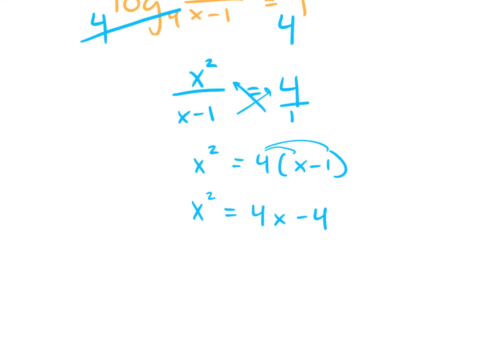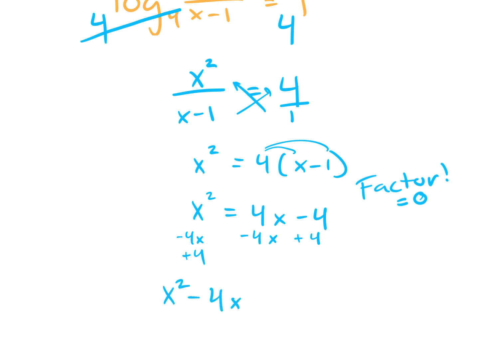If we have an x squared and an x, how should we solve? What are we going to have to do? Factor. But if I factor, what does it have to be equal to? 0. So we got to move all of our terms to one side. I like to factor when my x squared is positive, so I'm going to move the 4x and the 4 to the other side. So I'm going to subtract 4x and add 4. So we get x squared minus 4x plus 4 equals 0.